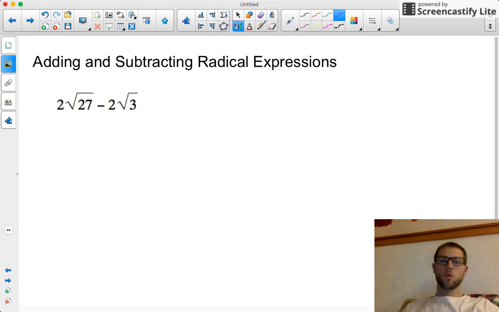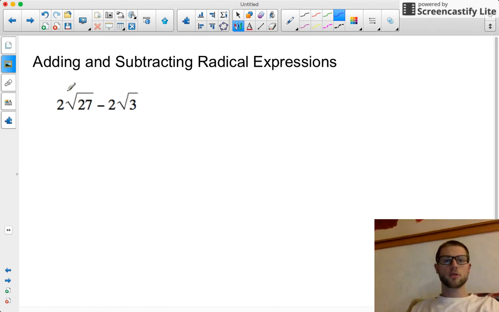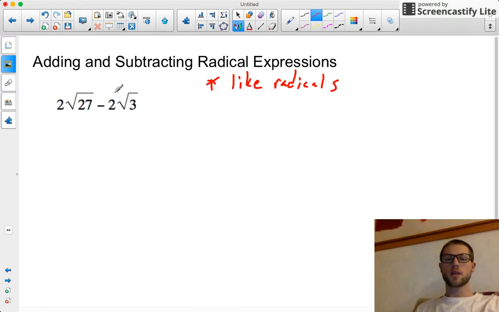All right, for this problem here, we're still in our adding and subtracting radical expressions. And we want to subtract 2 root 27 minus 2 root 3. So remember, we are trying to find like radicals here. Just like if we were combining like terms with x's or y's or whatever, it's the same thought process, but now we're dealing with like radicals.